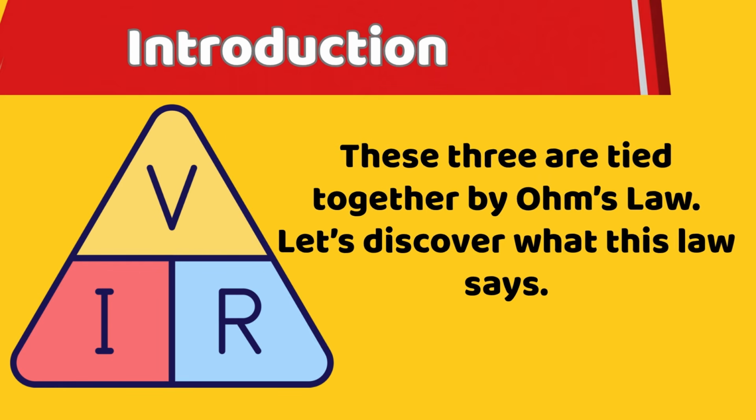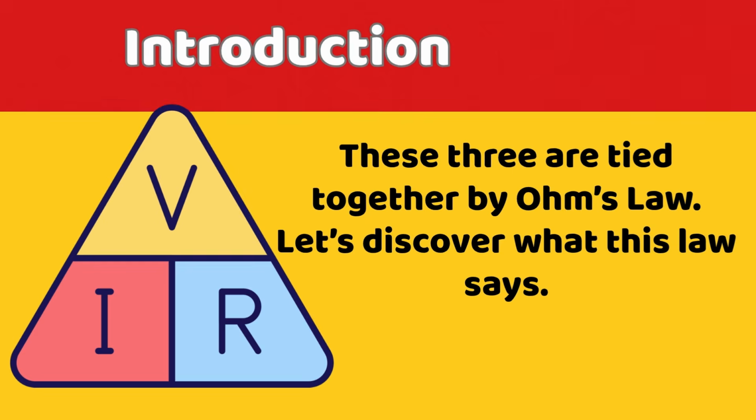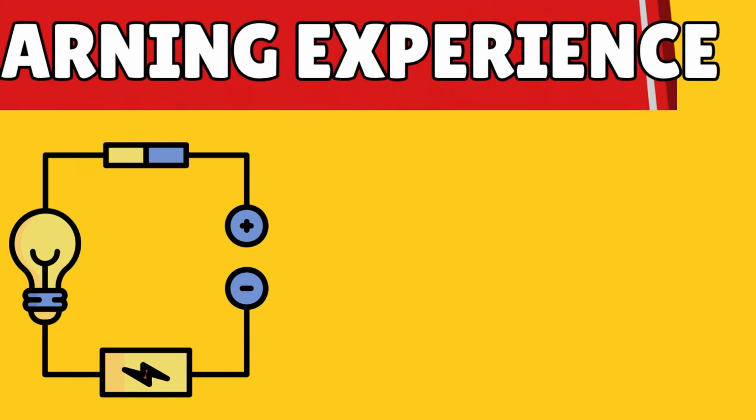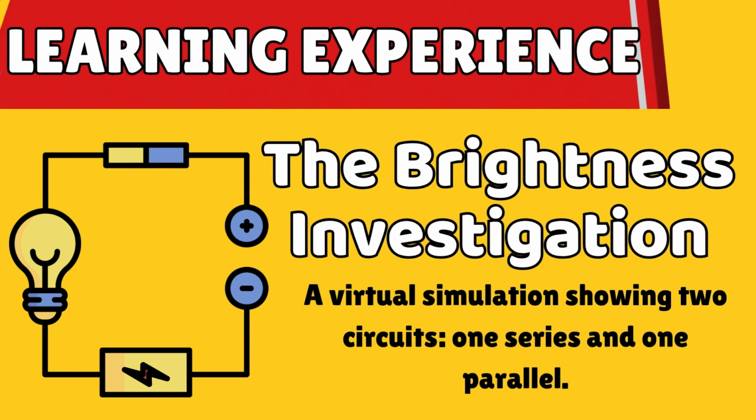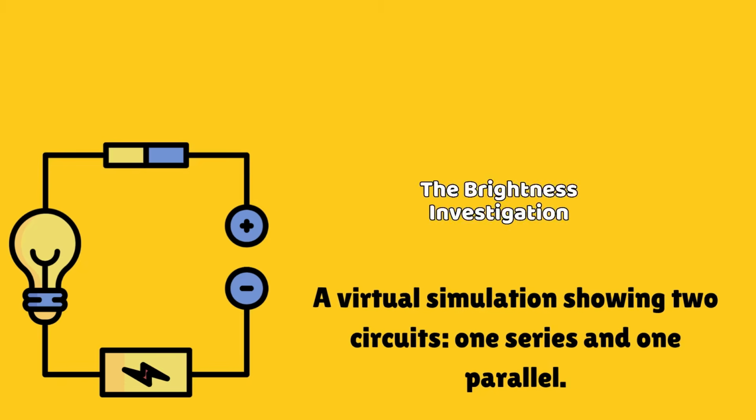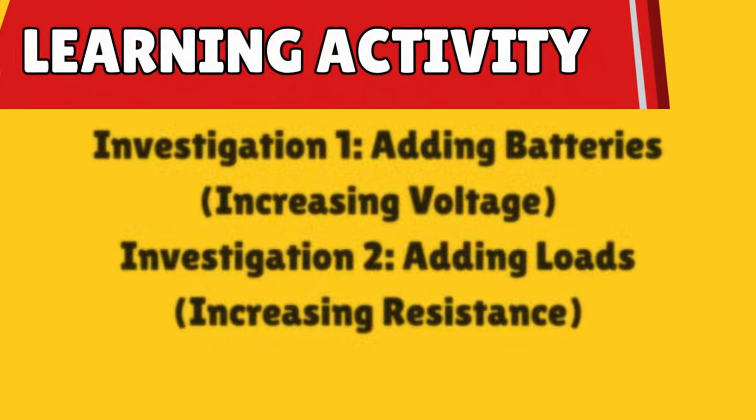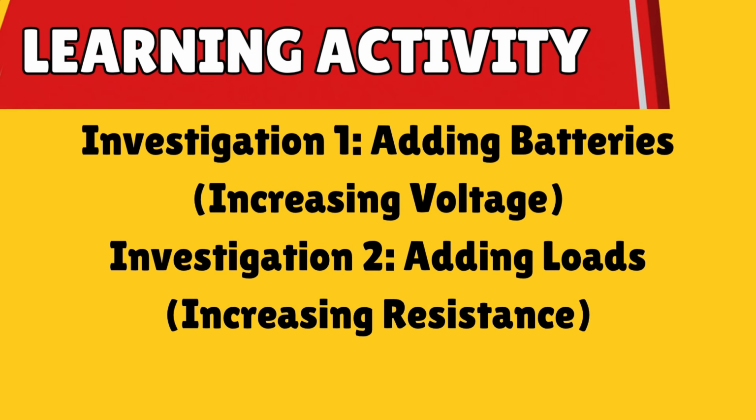These three are tied together by Ohm's law. That is the voltage, current, and resistance. Let's discover what this law says. For our learning experience, we'll be conducting a simple activity titled The Brightness Investigation, a virtual simulation showing two circuits, one series and one parallel. So we will have two investigations. First is adding batteries. Second, adding loads.